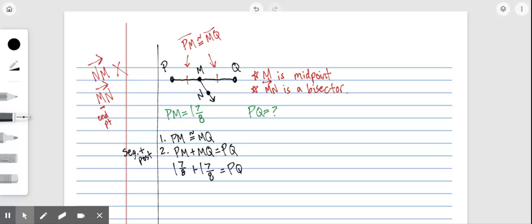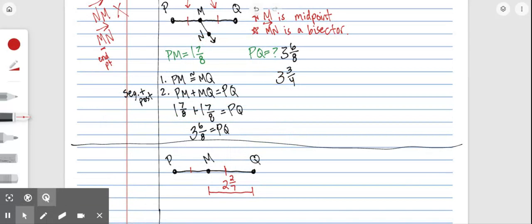So PQ is going to equal 2 14/8 or 3 6/8. So 3 6/8, or if you reduce it, 3 3/4. Yay! Okay, let's do another one, and this one's going to be a you try it. All right, so I want you to take a second, try and solve this one.